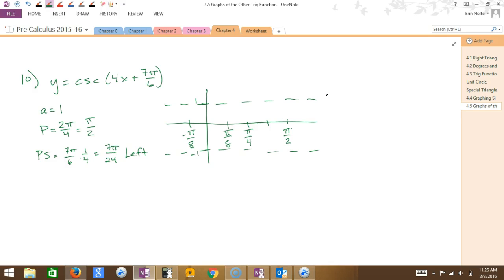Zero. Okay, so it starts at 0. So I need to take that vertical asymptote and shift it to the left 7 pi over 24. So what I'm going to do really quick is use my calculator and put it into decimal form to help me figure this out. I'm going to ignore the pi parts because everything has a pi in it. I'm just going to think about 1/8 and 7/24 as decimals.